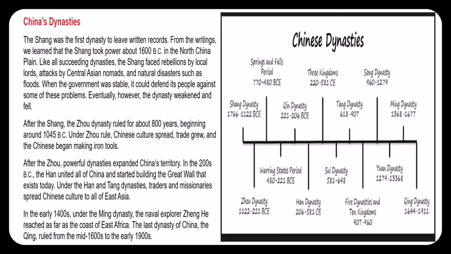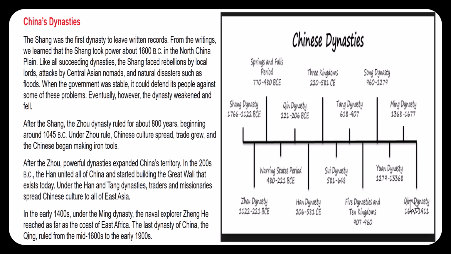Question number 7. What was the Shang dynasty the first to do? To leave written records. Question number 8. What were 3 challenges that dynasties faced in China? They faced rebellions by local lords, attacks by Central Asian nomads, and natural disasters like floods. Question number 9. How long did the Zhou dynasty last? For about 800 years. Question number 10. What 3 things occurred under the Zhou dynasty? Number 1, their culture spread. Number 2, trade grew. And number 3, the Chinese began making iron tools.